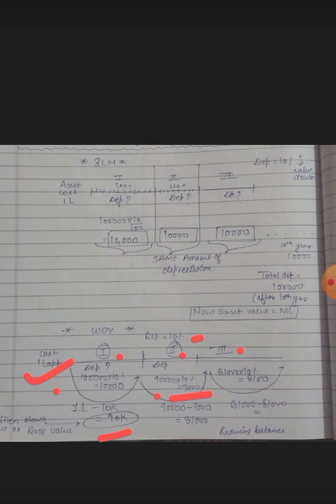As you can see, the first year depreciation value is 10,000. The second year the depreciation value is 9,000. And the third year the depreciation value will be 8,100. So we see the depreciation continuously falls as we proceed, and in this case the value of the asset never becomes zero.